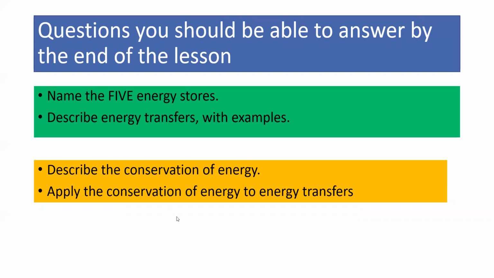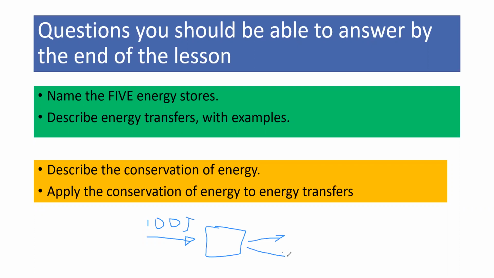So for example, if I have this, the energy that goes into this energy converter is 100 joules. Remember, the unit for energy is joules. So 100 joules goes in, then I'm going to expect 100 joules out.